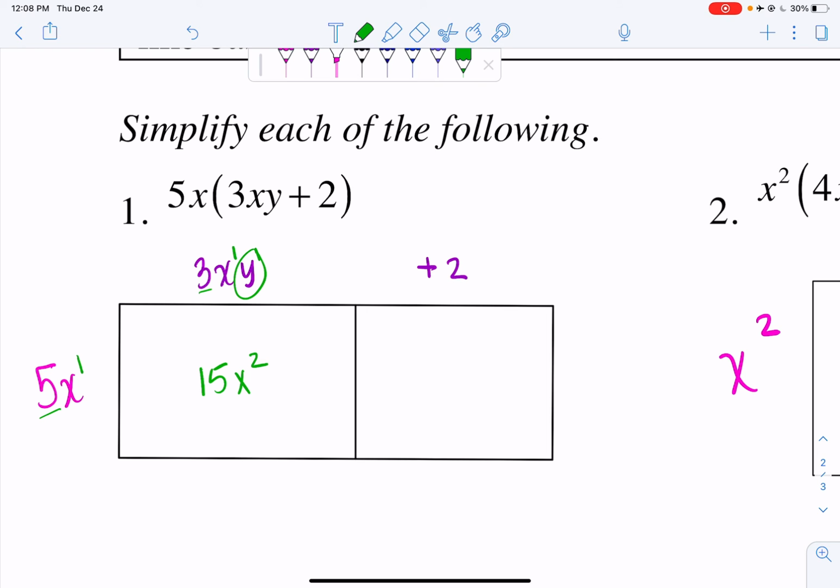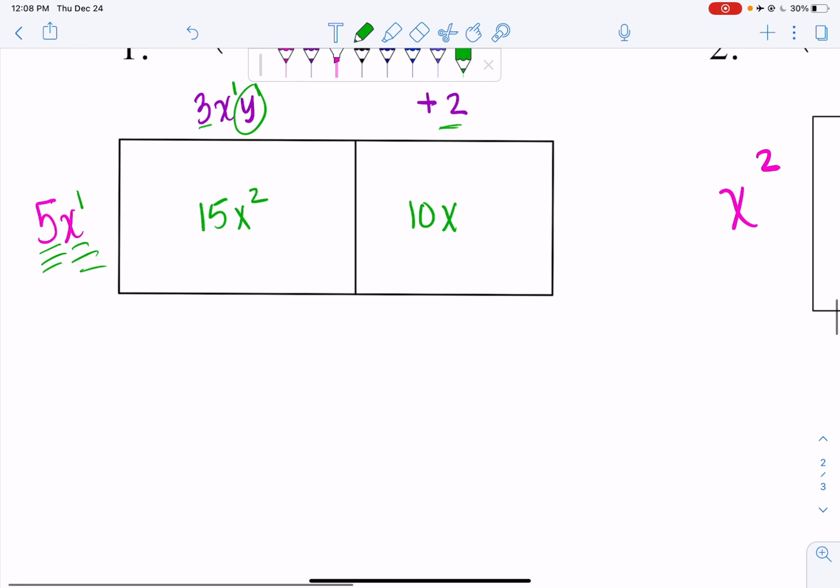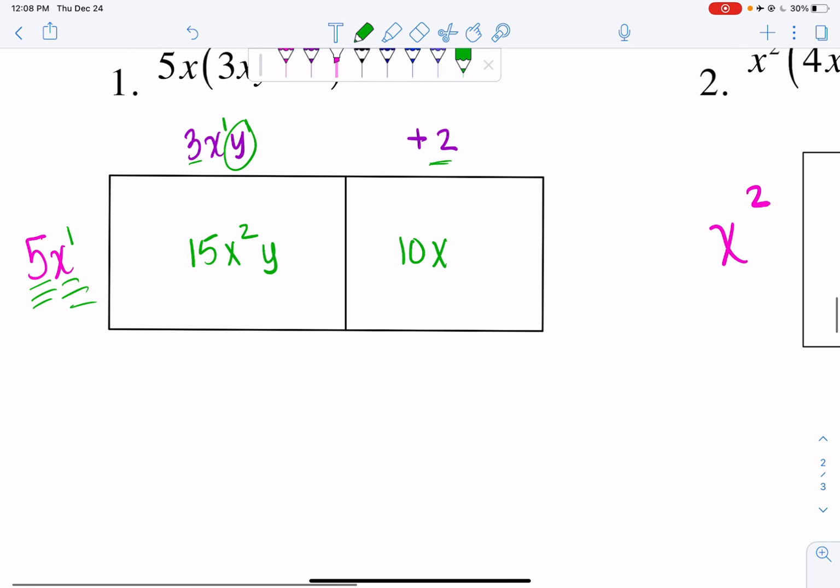Now what we're going to do is 5x to the first times 2. That is actually very straightforward. You multiply your coefficients, my 5 and my 2, and I get a 10. And now I'm just going to rewrite my x. So I get 10x. So my final answer is 15x squared y plus 10x. And that's your final answer.